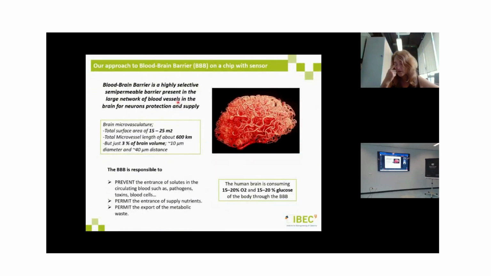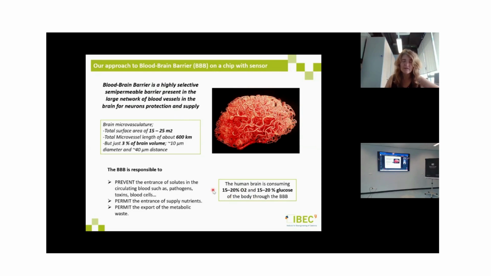So the first step in developing an organ-on-a-chip platform is to understand very well which organ we are trying to reproduce. The blood-brain barrier is the most highly selective semi-permeable barrier that we have in the body. It is a large network of blood vessels in the brain that are used for bringing the nutrients and the oxygen to the millions of neurons that we have in the brain. In fact, the brain is the organ that consumes the most oxygen and glucose in our body.